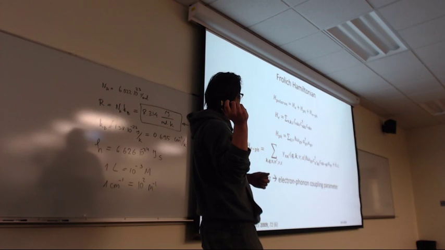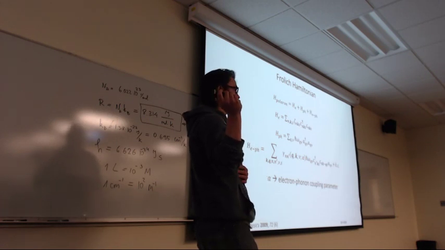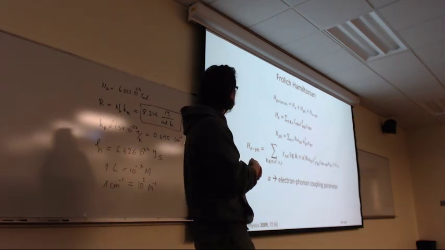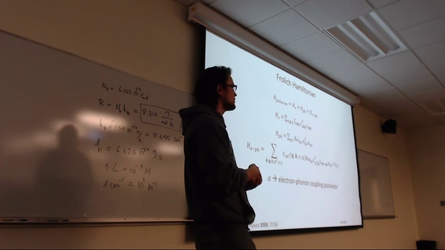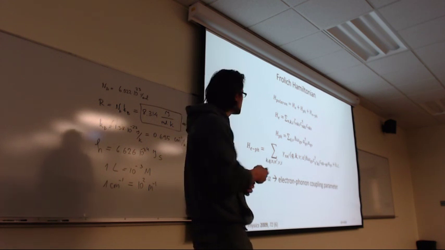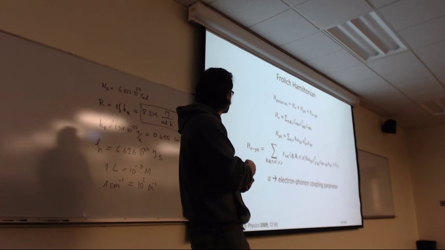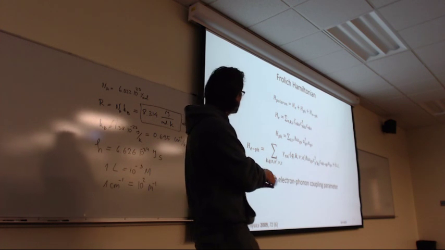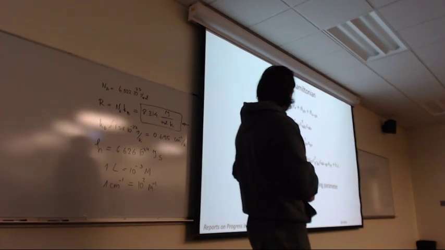And then, so the way that people describe these rigorously, in the 50s, I think, there was a man named Froelich. He came up with the Froelich Hamiltonian using crazy second quantization notation. But basically you have your electronic energy, your phonon energy, and then your cross-coupling electron-phonon interactions.